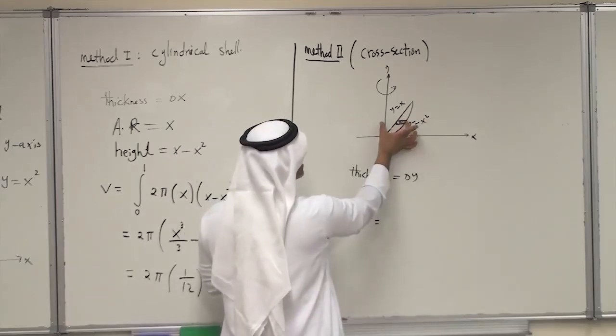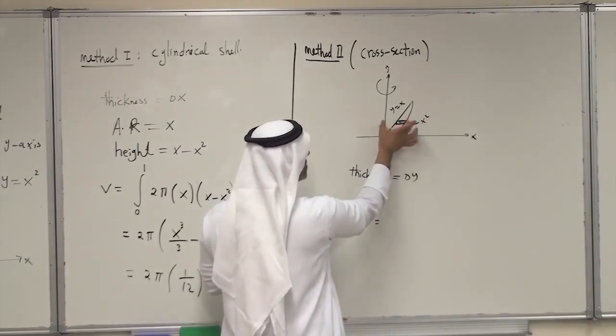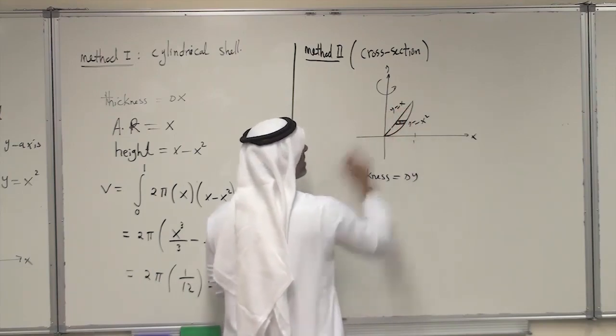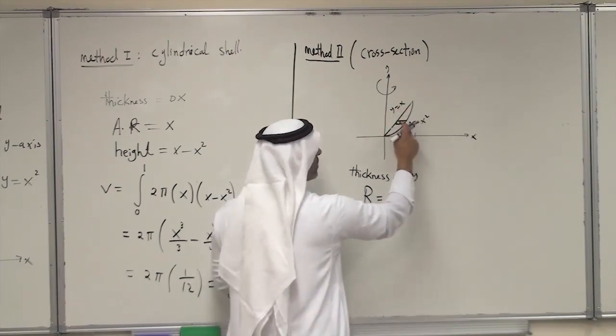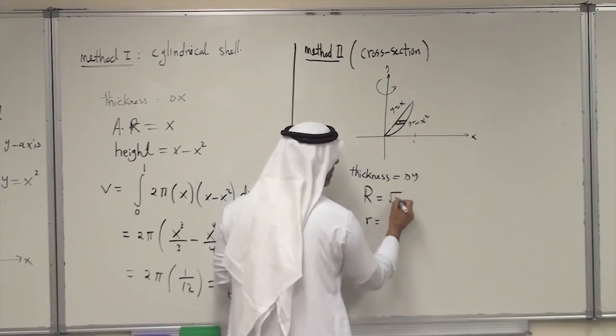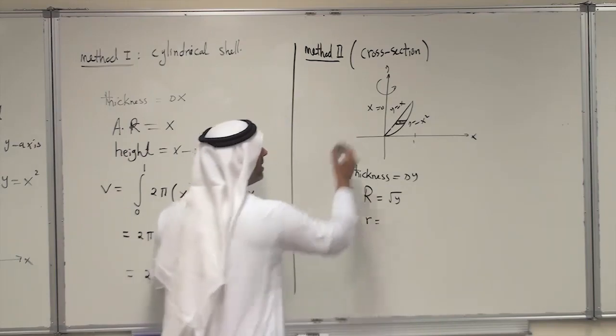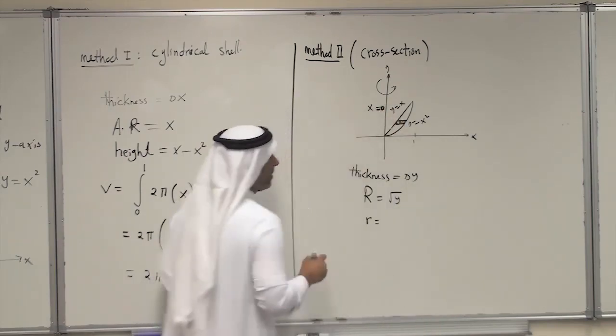Outer radius is this distance, and this distance is a horizontal distance. So we need the x coordinate here, and I subtract. I have x here equal to radical y, so that is radical y, minus x here is 0. This is x equal to 0, the y-axis, right? X equal to 0. Fine.